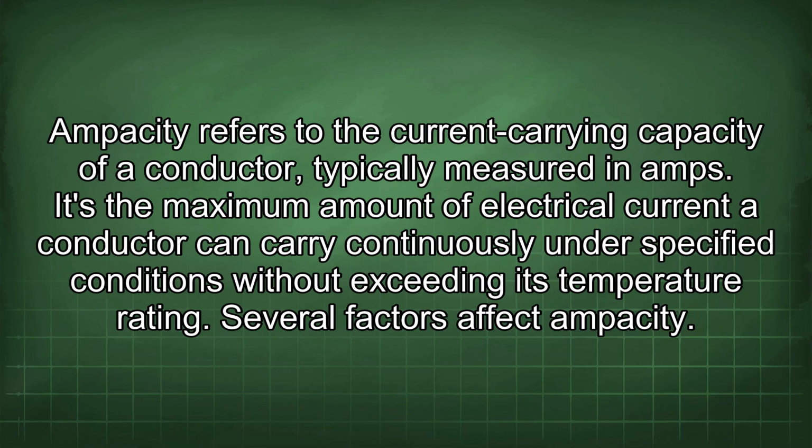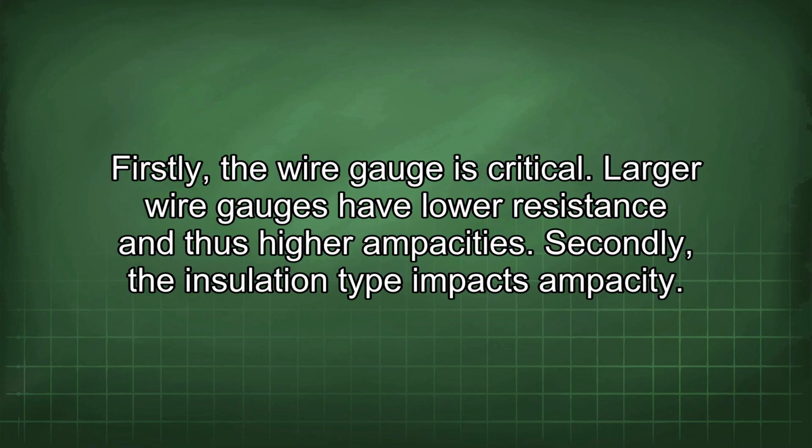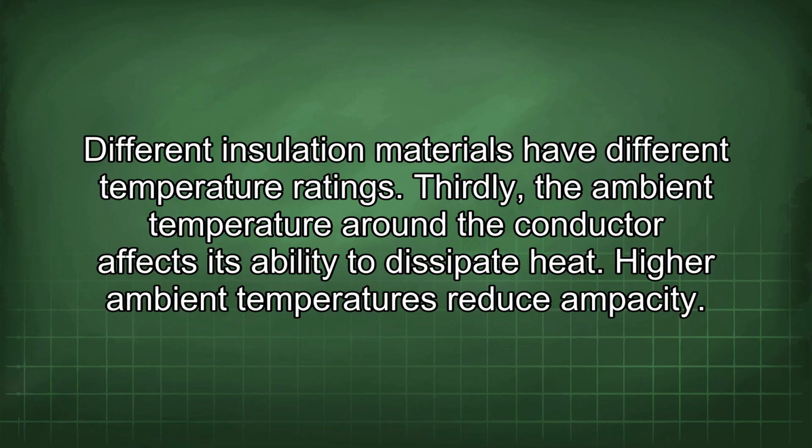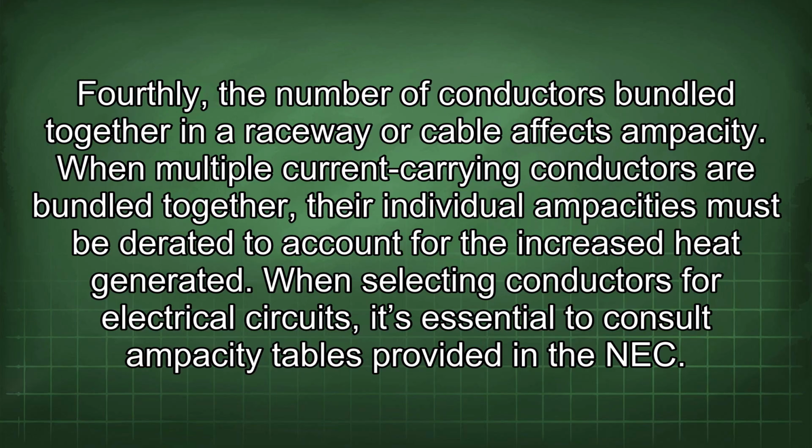Several factors affect ampacity. Firstly, the wire gauge is critical. Larger wire gauges have lower resistance and thus higher ampacities. Secondly, the insulation type impacts ampacity. Different insulation materials have different temperature ratings. Thirdly, the ambient temperature around the conductor affects its ability to dissipate heat. Higher ambient temperatures reduce ampacity. Fourthly, the number of conductors bundled together in a raceway or cable affects ampacity. When multiple current-carrying conductors are bundled together, their individual ampacities must be derated to account for the increased heat generated.